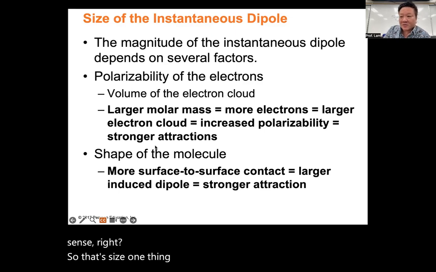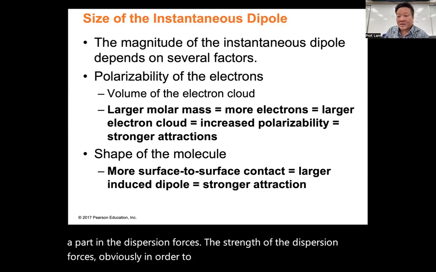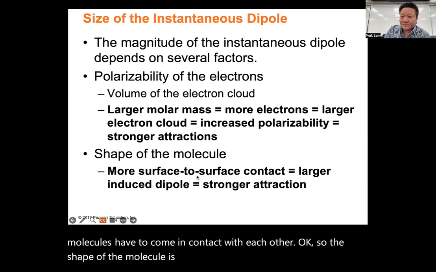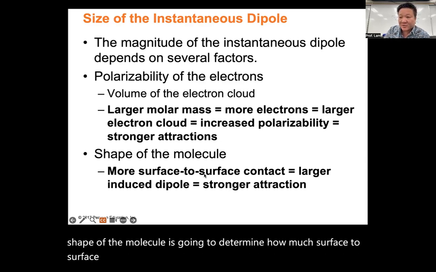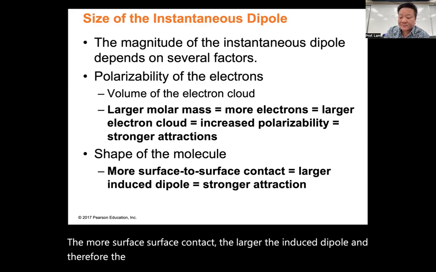The shape of the molecule also plays a part in the strength of the dispersion forces. Obviously, in order to get polarizability, to induce a dipole, the molecules have to come in contact with each other. So the shape of the molecule is going to determine how much surface-to-surface contact they can have with each other. The more surface-to-surface contact, the larger the induced dipole, and therefore the stronger the attraction.